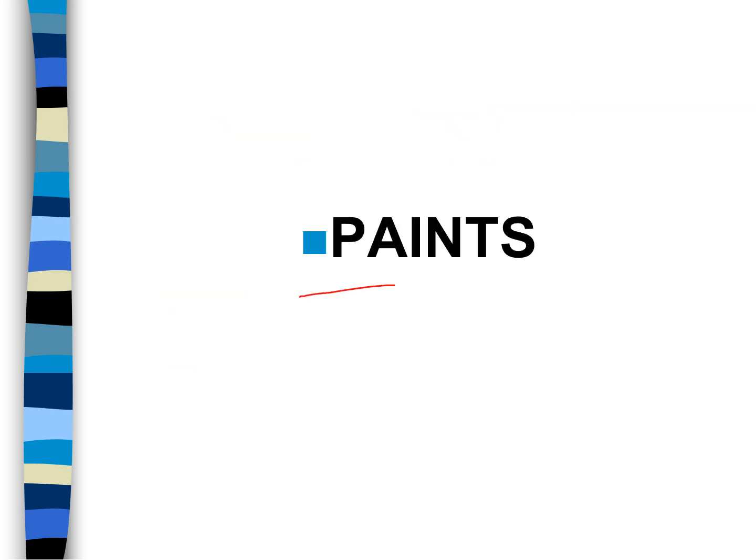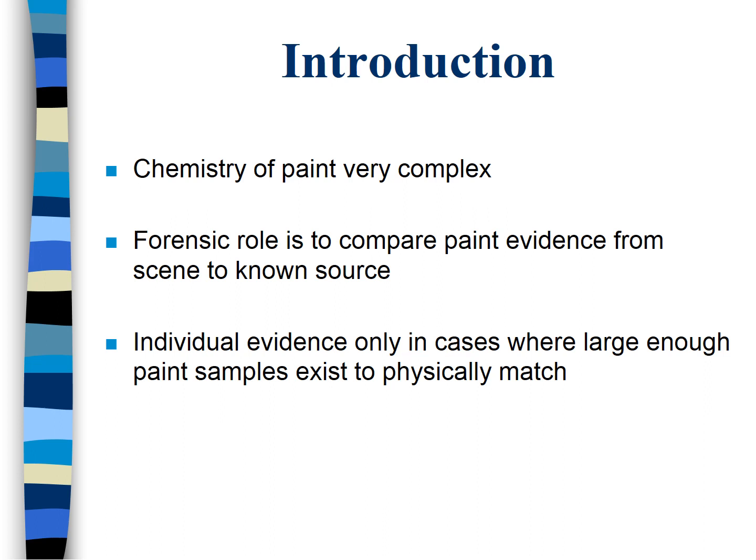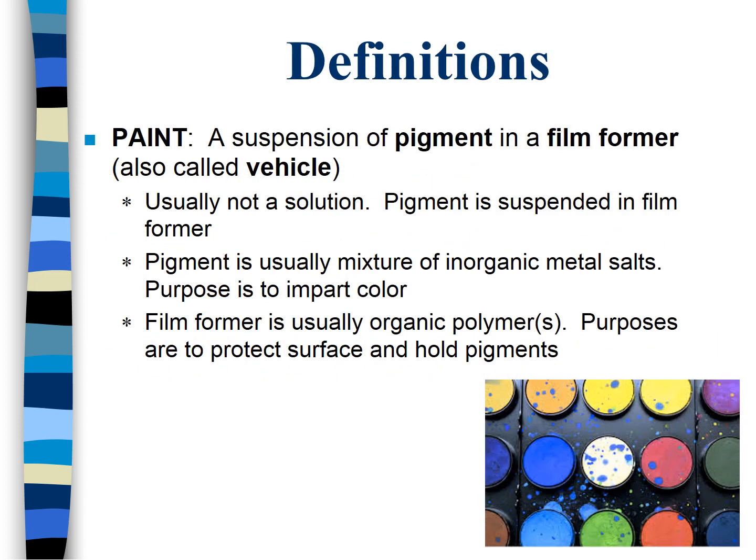So for paints, what is paint? Basically, paint is a very complex compound, and the forensic role is to compare the paint evidence from the scene to know the sources. And paint basically is a suspension of pigment. Pigment ni maksudnya dia mengandungi colour lah. Dia pigment in a film former, also called a vehicle.